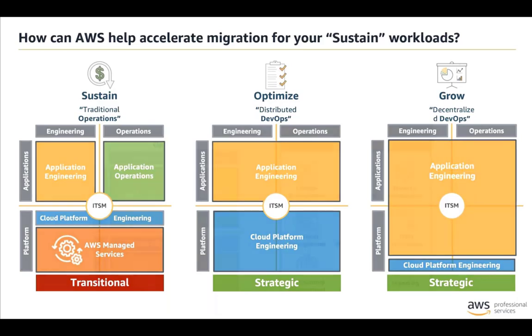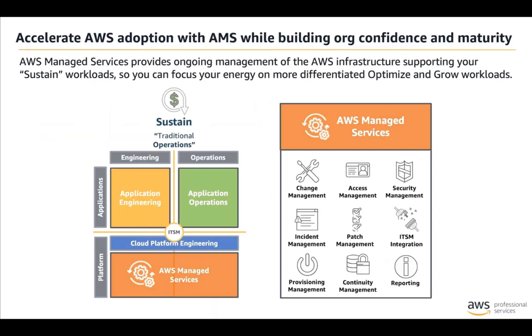AWS Managed Services provides ongoing management of the AWS infrastructure supporting your sustain workloads so that you can focus your energy on the more differentiated optimize and grow workloads. Some of the services that AMS provides and manages on your behalf include change management, incident management, provisioning management, access management, patch management, continuity management, security management, ITSM integration, as well as reporting. If you're interested in a deeper dive on AMS, please talk to your account manager.